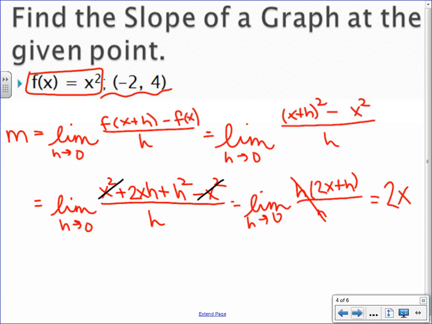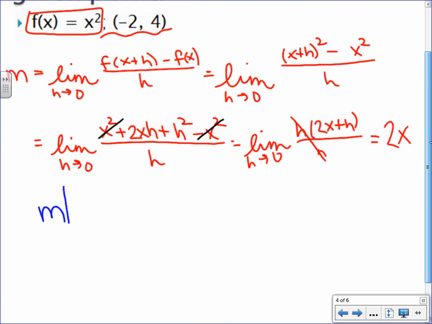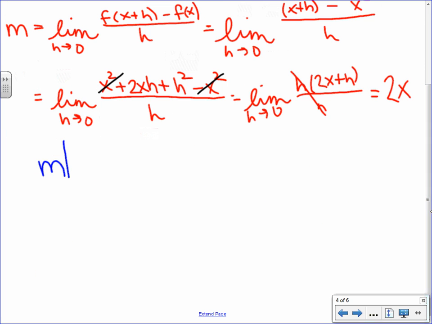So if I want the slope, I'm going to teach you a little bit of notation here. The slope evaluated, that's what that flag means, evaluated. What was our point? Negative 2, 4. The slope is 2x, so 2 times our x, which is negative 4.